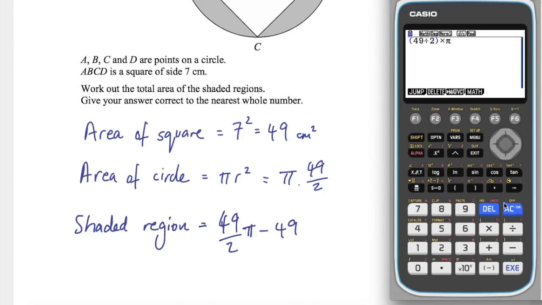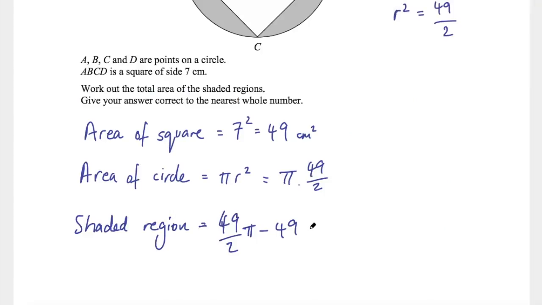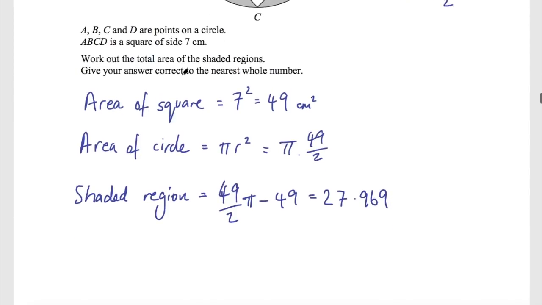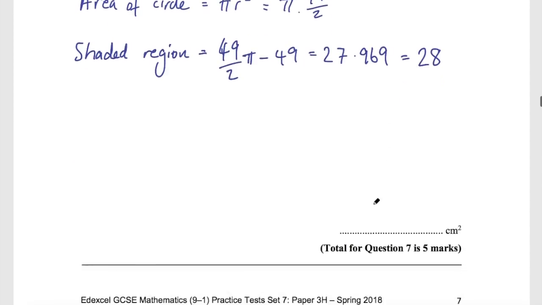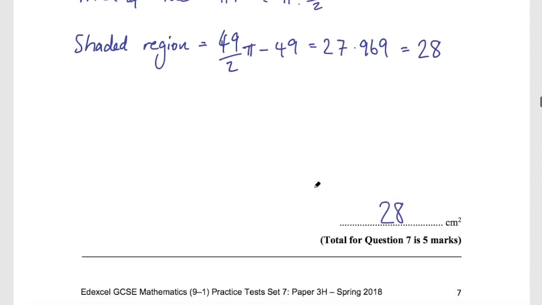Find the pi button somewhere on your calculator. You'll probably have to press shift to get that, and then minus 49. If you put it in like that, it should give you the correct answer, and it gives us 27.969. Rounded off, we need that to the nearest whole number. So the question says give your answer correct to the nearest whole number, so that's going to be 28. So the shaded region equals 28 centimeters squared.